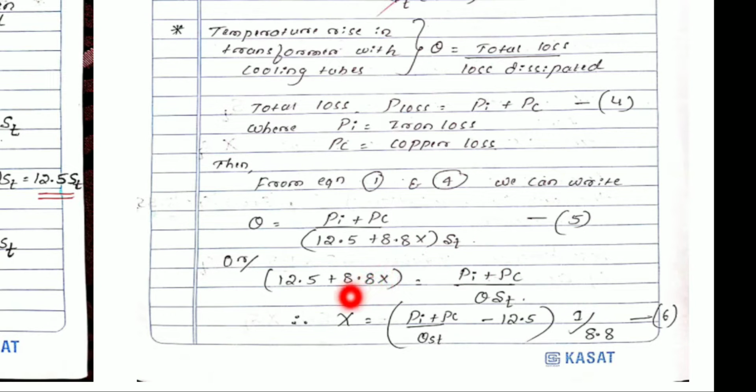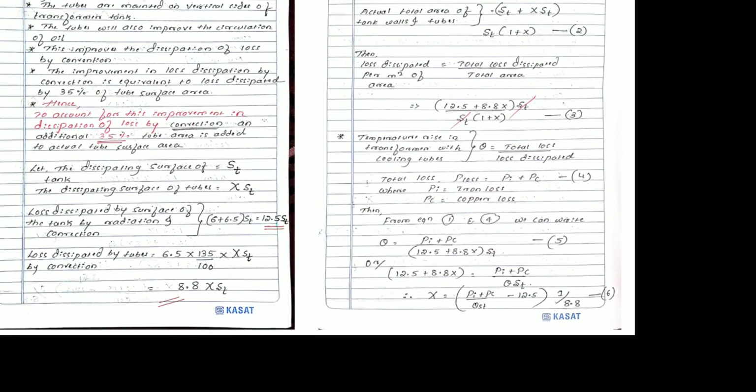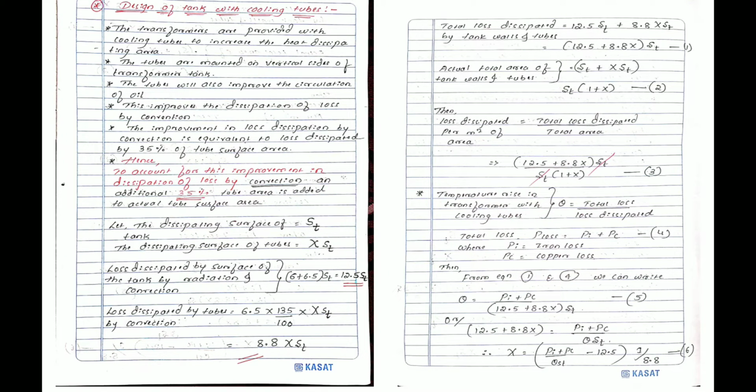Is it right? So from this equation I will get the value of x. x is equal to what? Pi plus Pc divided by theta St minus 12.5, that bracket complete. What is remaining here? 8.8. So 1 divided by 8.8. Just solve this for x and you will get this equation. Getting my point? So the next unknown factor x we have calculated here.